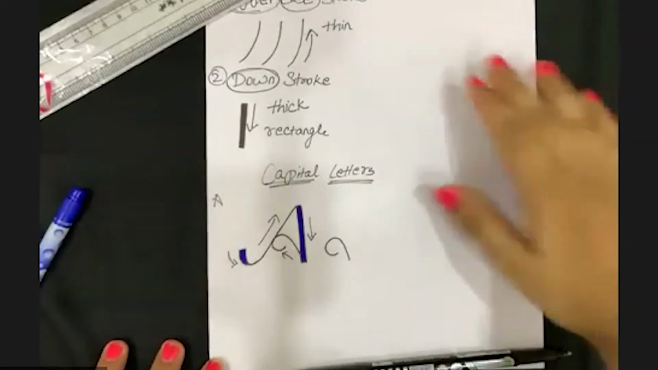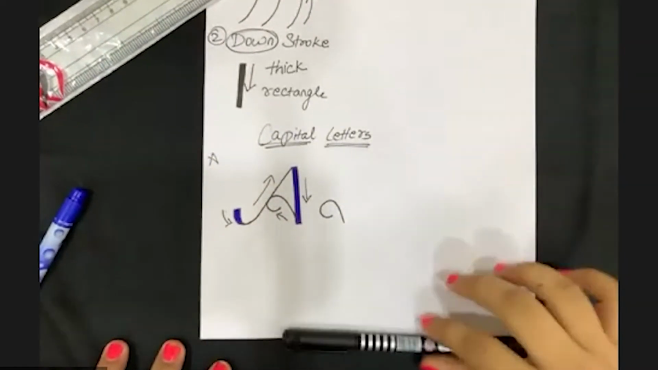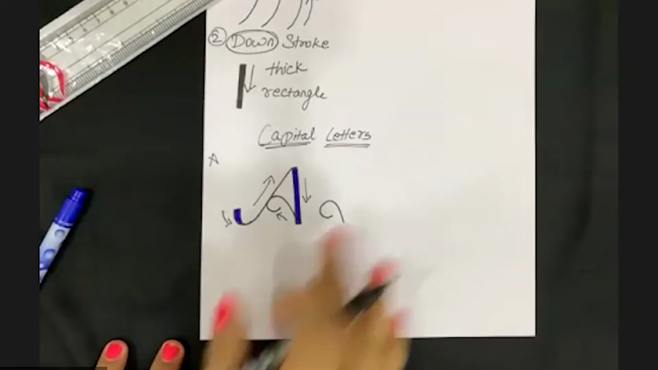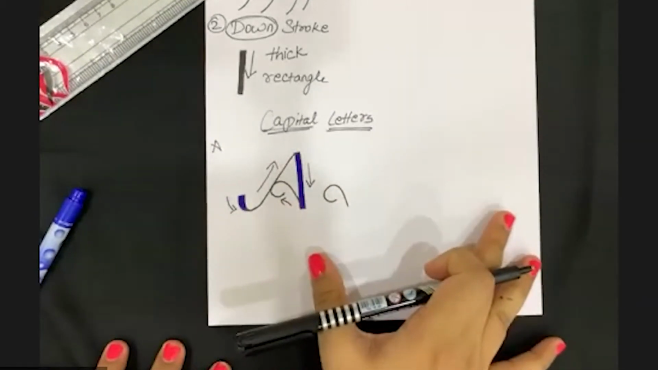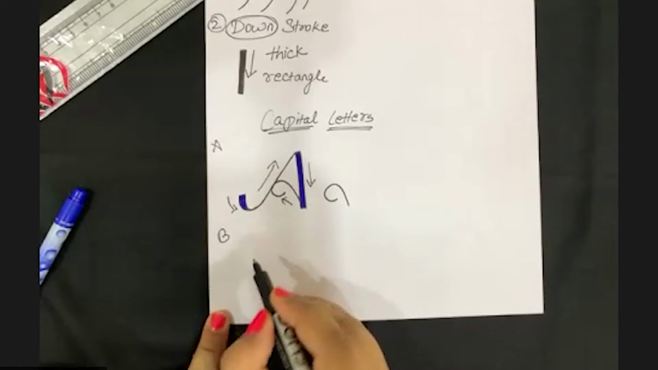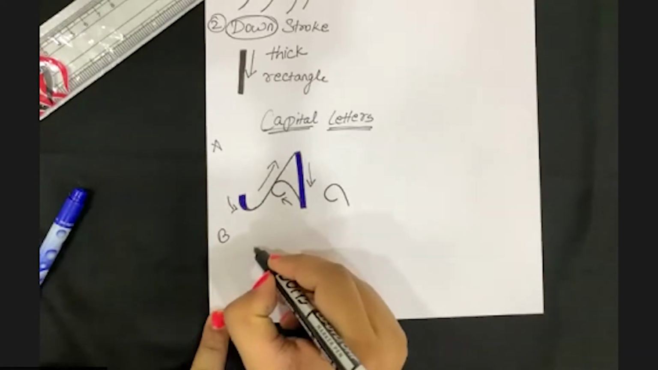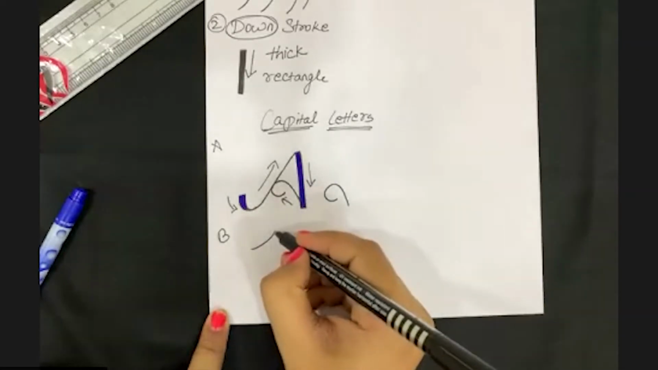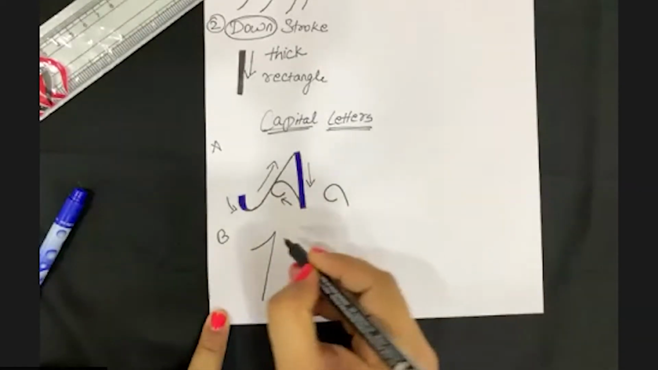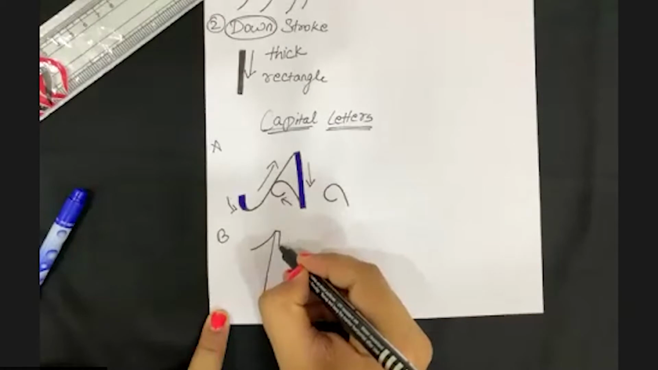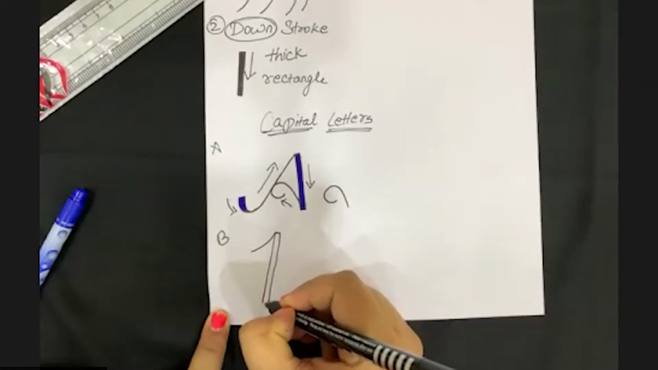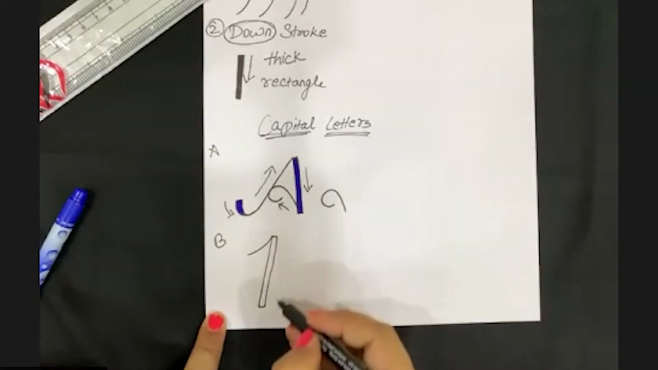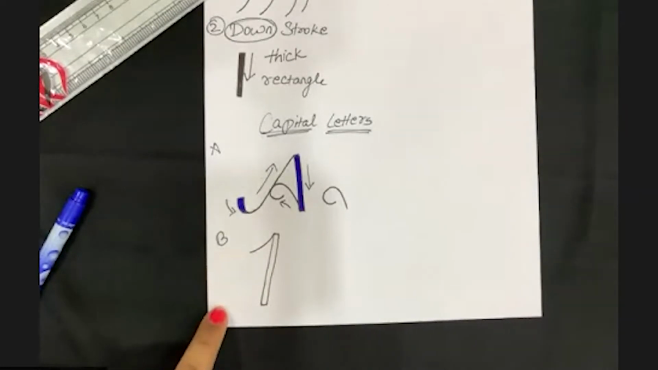Come on everybody, look at my screen. Now we are going to do the letter B. For the letter B, first I'm going to start with my thin upstroke. And then again I'm going on with my thick downstroke, that is absolutely going to be like a rectangle part.